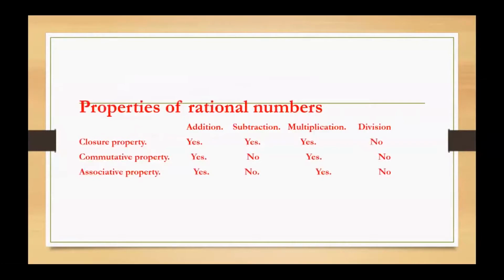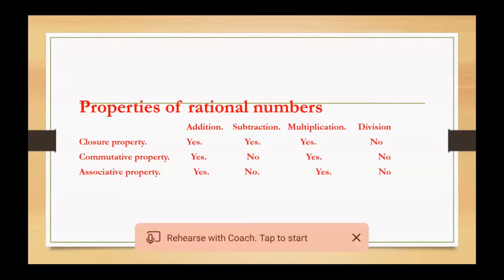Properties of rational numbers. The closure property is satisfied under addition, subtraction, and multiplication, but the closure property is not satisfied under division. The commutative property is satisfied under addition and multiplication, but it is not satisfied under subtraction and division. The associative property is also satisfied under multiplication and addition, but it is not satisfied with subtraction and division.